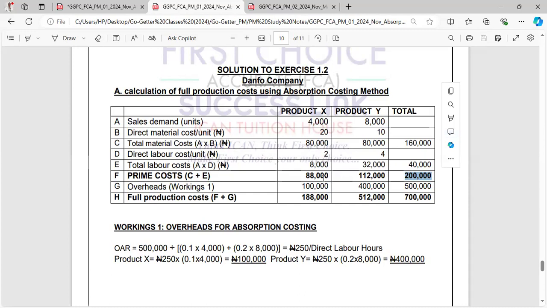If we were to look at it critically, we can also get it here. This is the total material cost, 80,000. Total labor cost for product X, 8,000, gives us 88,000. Going to product Y, material cost is 80,000, labor cost is 32,000. Add them together, you have 112. When you have 112 plus 88, that gives us 200,000. So 200,000 is the total variable cost.